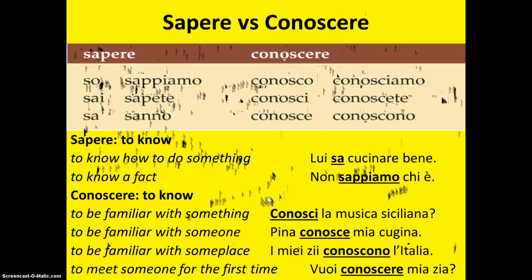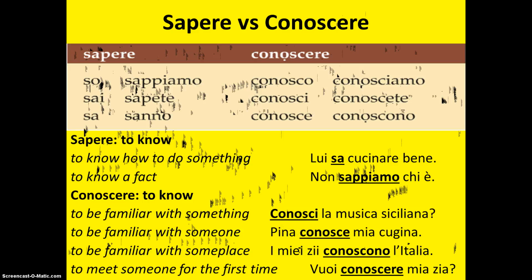Conoscere translates more as to be familiar with. It could be to be familiar with something, like: conosci la musica siciliana? Do you know Sicilian music? Are you familiar with Sicilian music? Or to be familiar with someone. Pina conosce mia cugina. Pina knows my cousin. She's familiar with her. Or it could be to be familiar with a place. I miei zii conoscono l'Italia. My uncles know Italy. They're familiar with Italy.